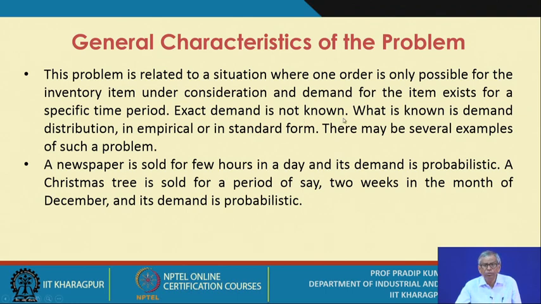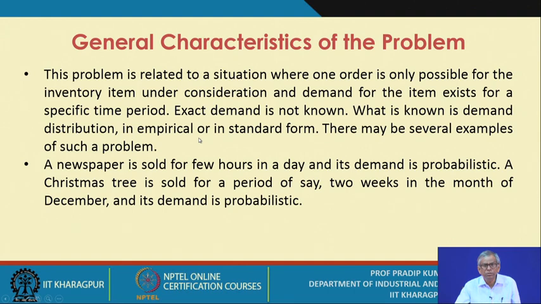Exact demand is not known. That's why it is called, the demand is known with risk. What is known is the demand distribution. This point we have already highlighted during our lecture sessions in week 1. So the demand distribution is known either in empirical or in standard form.